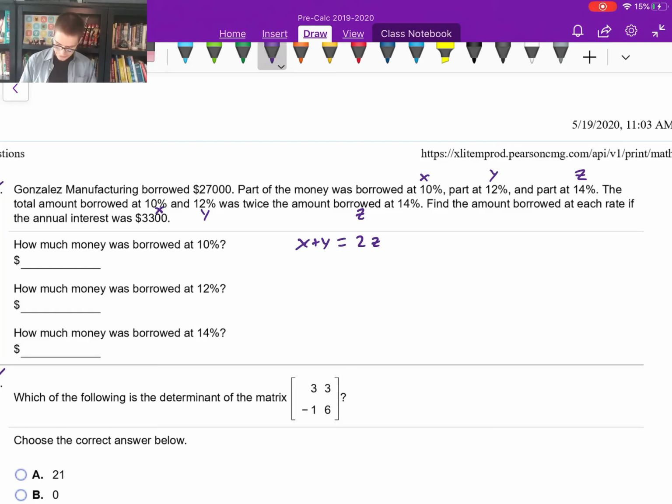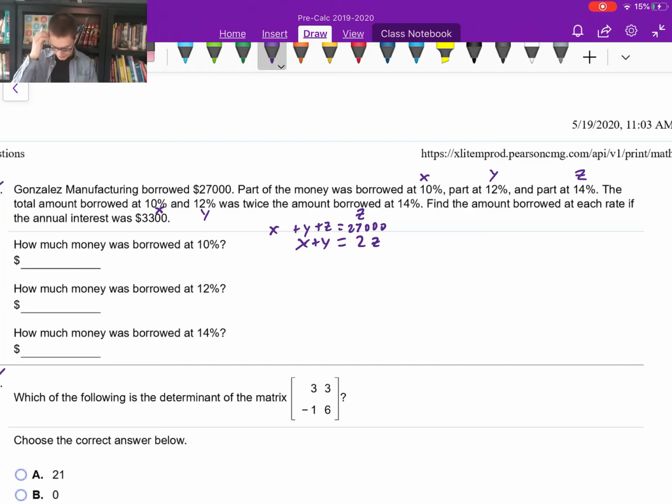That's a very helpful thing to notice first. Okay, then let's see, what else can we find? He says he borrowed a total of $27,000. Well, if he borrowed a total of $27,000, then x plus y plus z, all the money borrowed together, would be $27,000. So that's good. And then finally, let's see, what else can we have? That covers most of it. Find the amount borrowed at each rate if the annual interest was $33,000. Okay, this is where the actual percentage rates come in. It says, let's see, the interest rate for that.